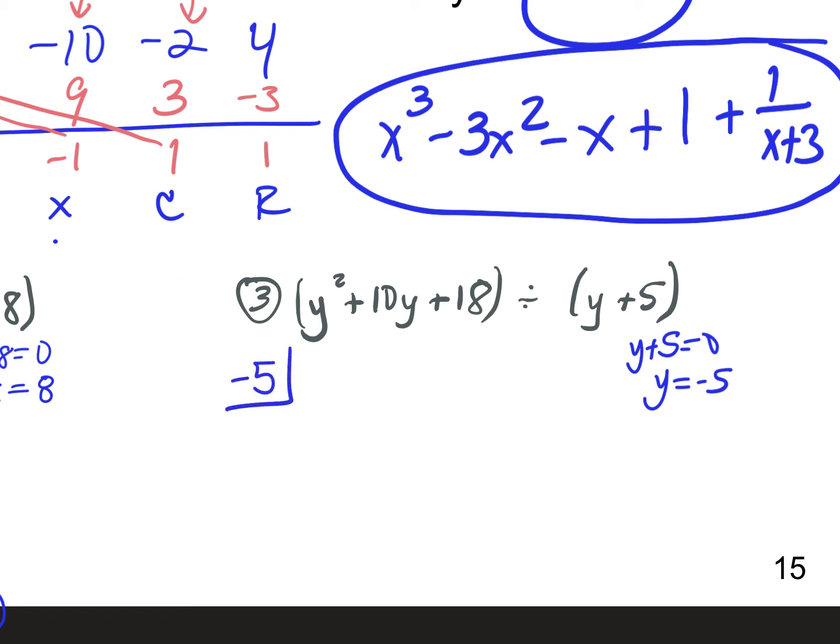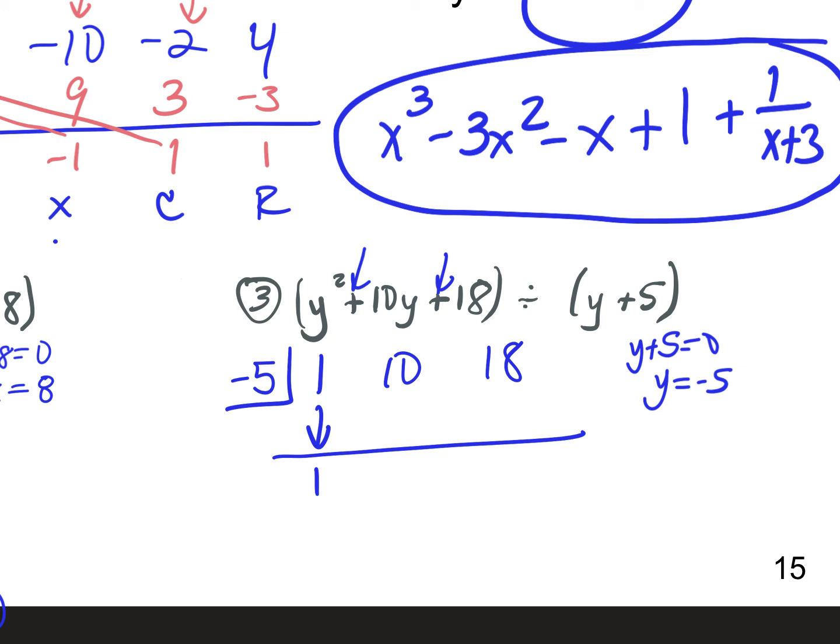Then I write out my coefficients. So I start with 1y squared, 10, and 18. Whatever sign is in front of the term goes with it. So if it's a negative 10, you put a negative. Positive, positive. Bring down your first term and multiply to the corner.